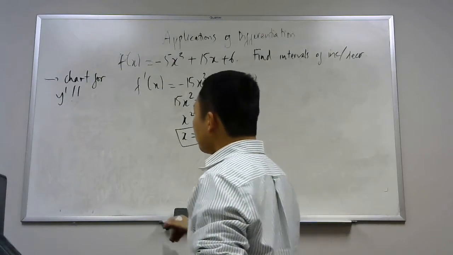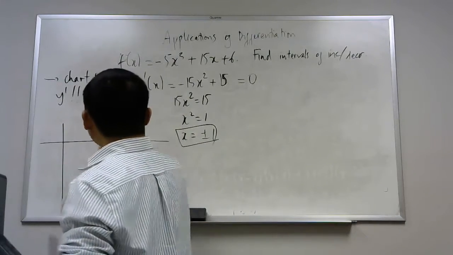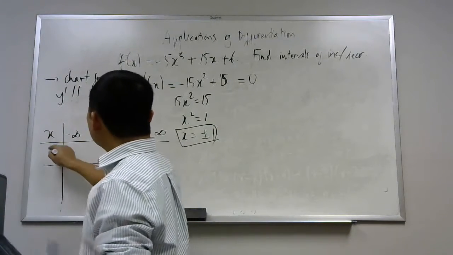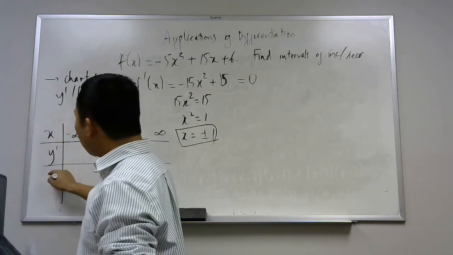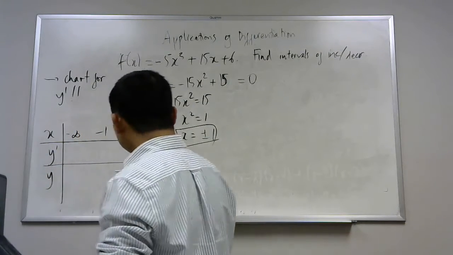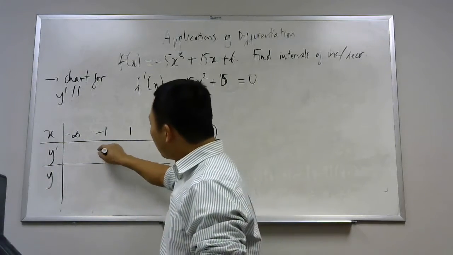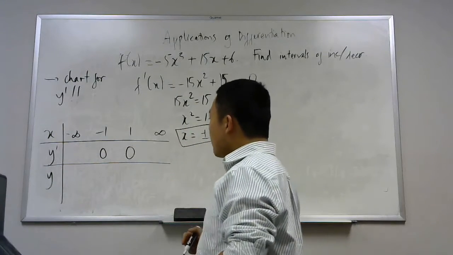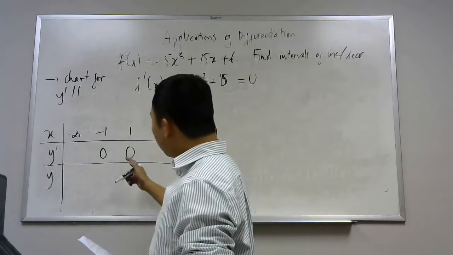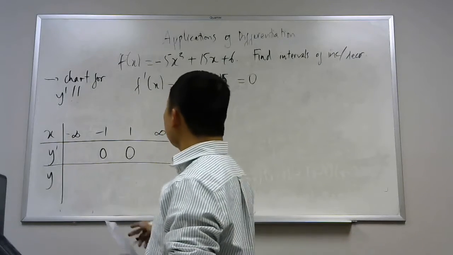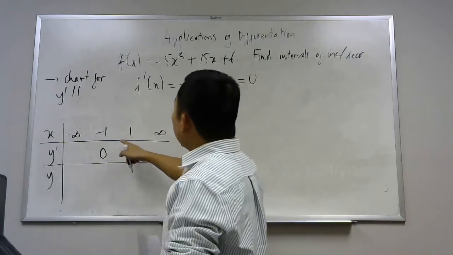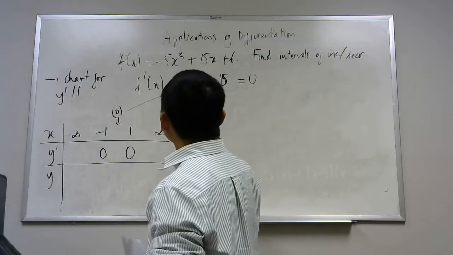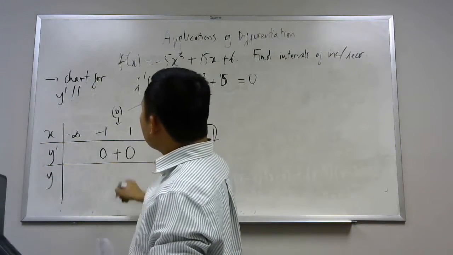Now let's make the chart for the first derivative. X: negative infinity, negative 1, 1, infinity. And f prime here is y. At negative 1 and 1, the derivative is 0 because they are critical points. So we have three intervals, right? We have to find the sign of the first derivative in each interval. In between negative 1 and 1, I pick 0, and I plug 0 into the derivative. I get 15, which means positive.